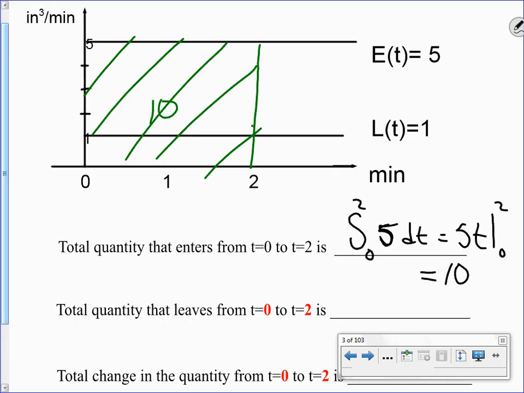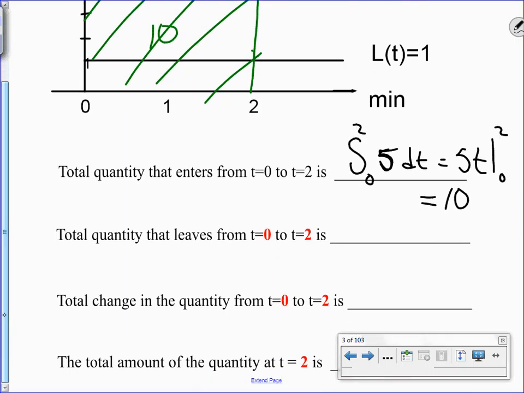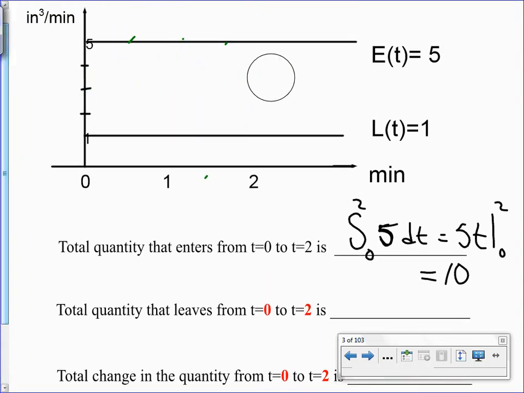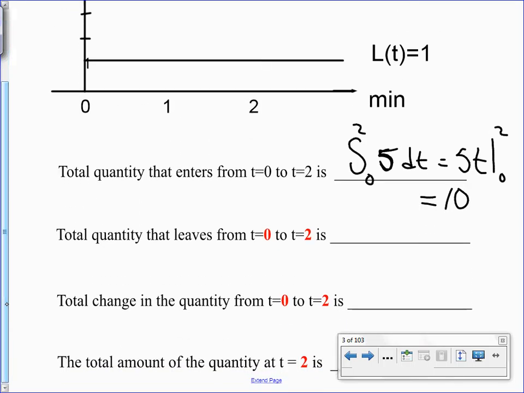Now, what do you think the total amount of water, or the total quantity, that leaves from time 0 to 2 is going to be? Let me erase this. So first of all, what do you think the answer is going to be? 2. Right? Then you probably took the rate at which it leaves, 1 cubic inch per minute, and multiplied by the time, and that's how you got your 2.